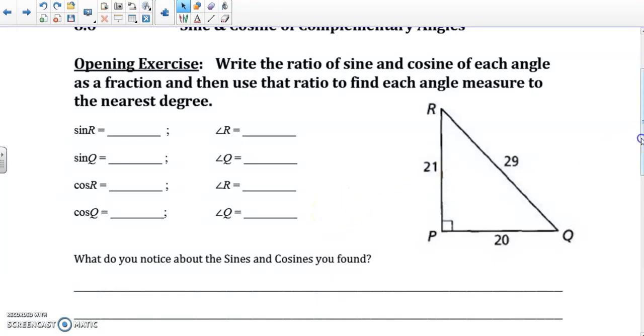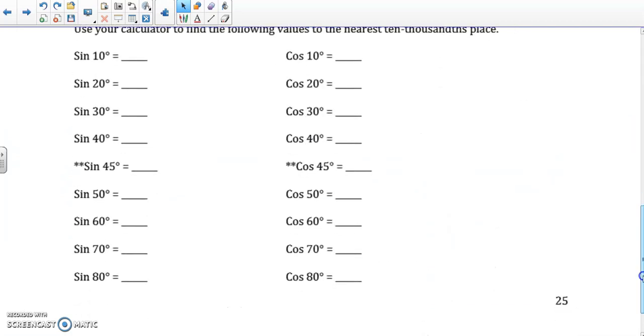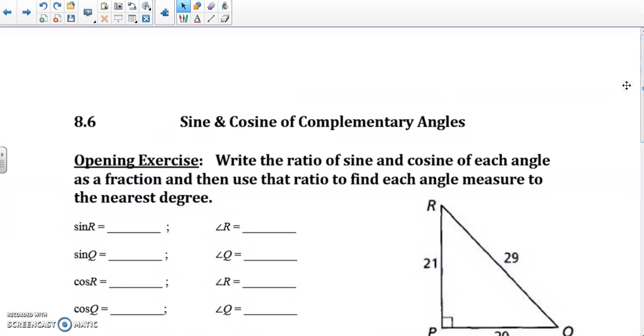Alright, hi everybody. We are on our last video for this unit. We're on 8.6, sine and cosine of complementary angles, page 25 in your notes.